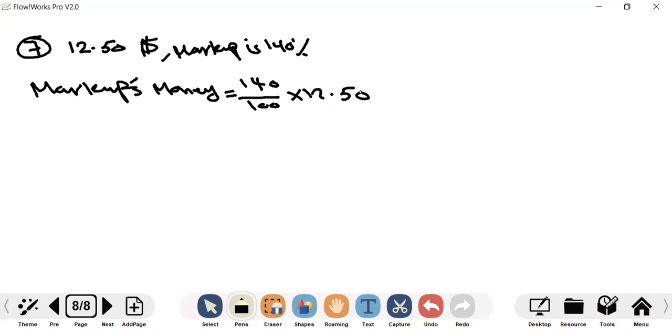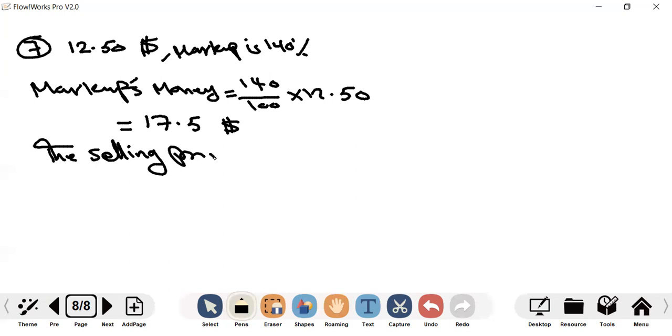$12.50 equals $17.5. Now let's find the selling price. The selling price is equal to the original wholesale cost, which is $12.50 plus $17.5 equals $30.